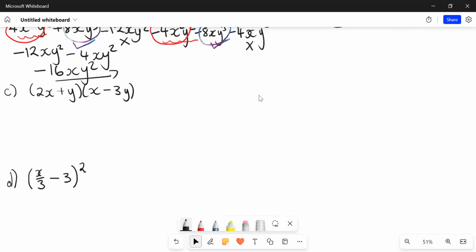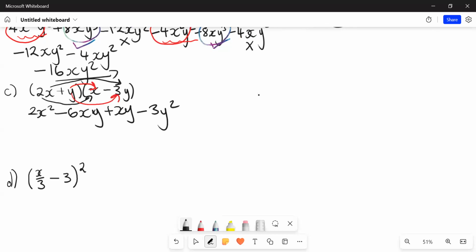So we can apply that on our sum here. So 2x times x, that's what? 2x squared. And then 2x times negative 3y, that's negative 6xy, right? Perfect. And then now let me use a different color. And then y times x, that's what? Plus xy. And then y times negative 3y, that's negative 3y squared.